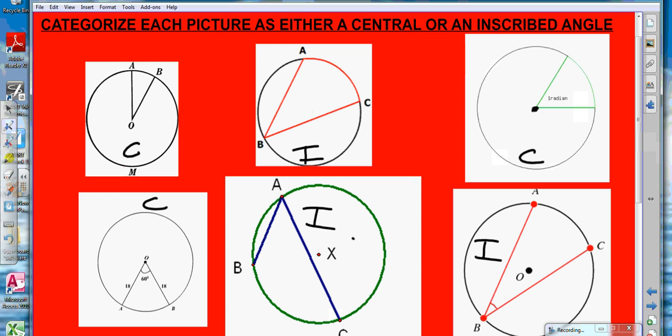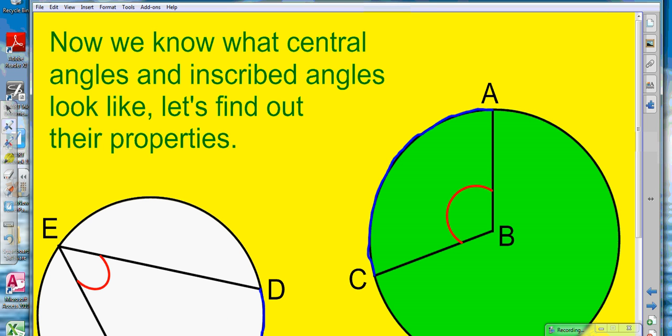So really just understanding the difference between what it means to be a central angle and an inscribed angle. All right, central angle, the vertex is on the center of the circle, and an inscribed angle, it is on the outside of it. All right, so what does this mean? How is this going to help us? All right, so now we know what central angles and inscribed angles look like. Let's find out their properties.